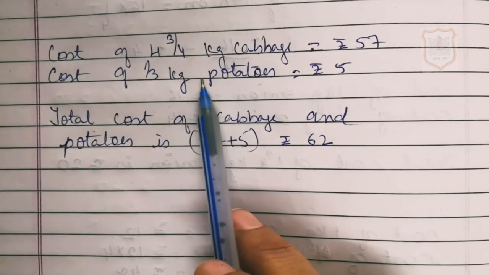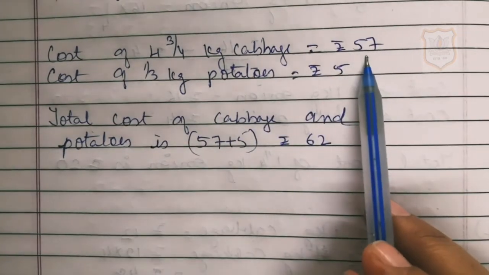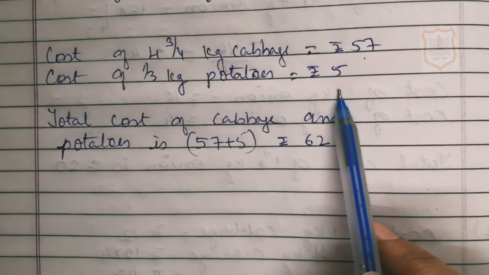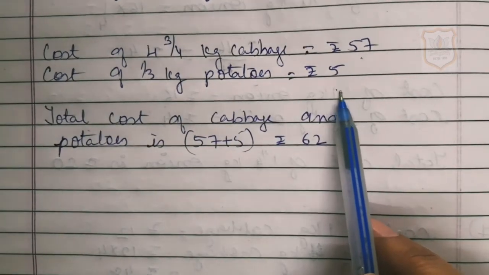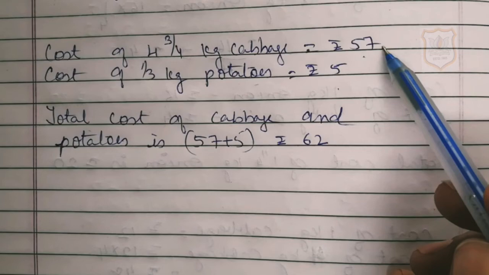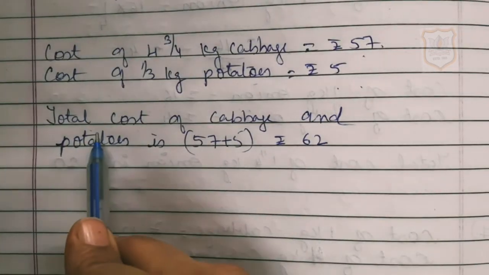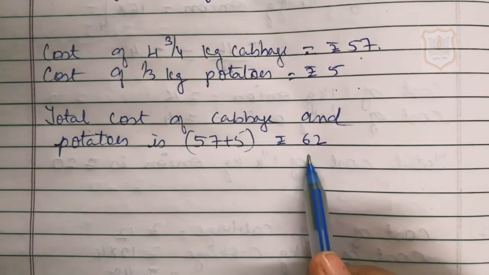Cost of 3/4 kg of cabbage is equal to rupees 57, which we calculated now. Cost of 1/3 kg of potatoes is equal to rupees 5, which we calculated now. To find out the total cost of cabbage and potatoes, we will add 57 plus 5. So the total cost of cabbage and potatoes is 57 plus 5, that is rupees 62.